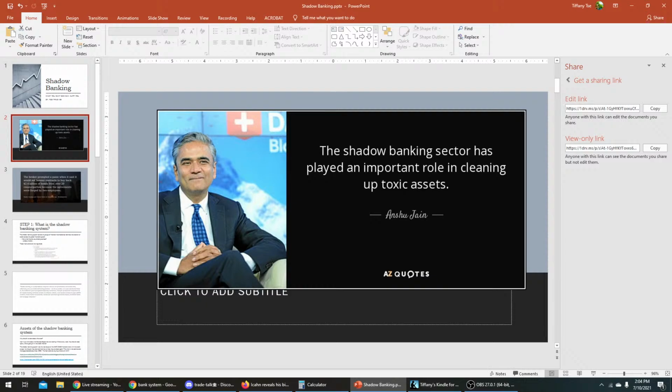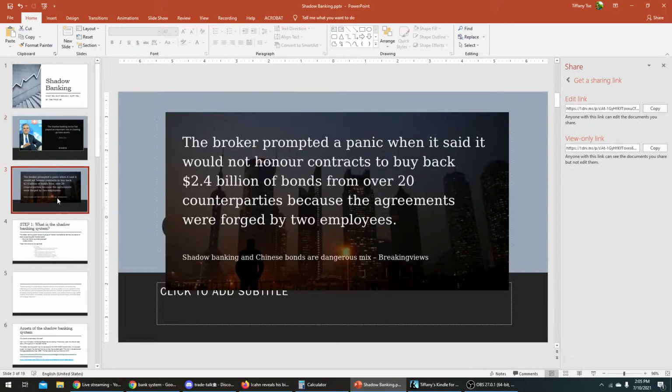The shadow banking system plays a role in cleaning up toxic assets, but that usually contradicts what actually happens now in the shadow banking system, because we can have a broker not honoring contracts to buy back a certain amount of bonds for 20 counterparties because agreements were forged by 2 employees. When we talk about counterparties, we're talking about all these hedge funds and family practices or some unbanked institution that's not regulated by the government.